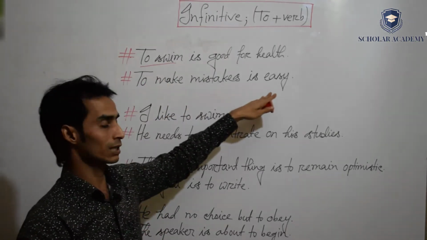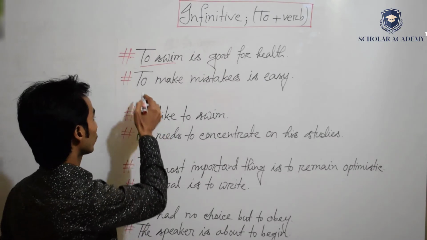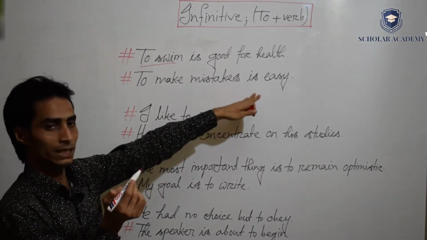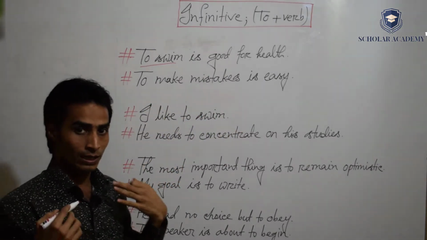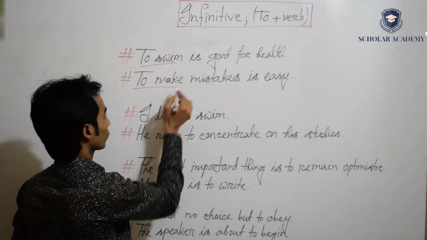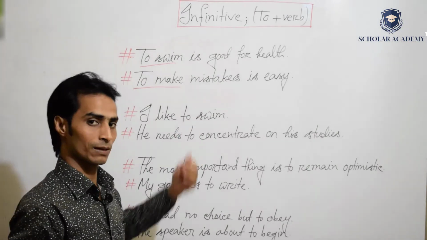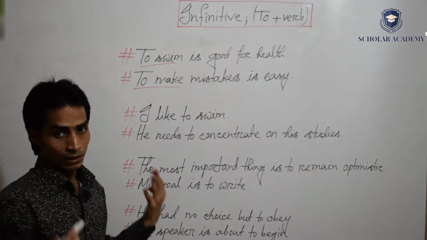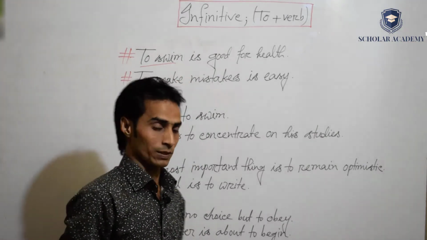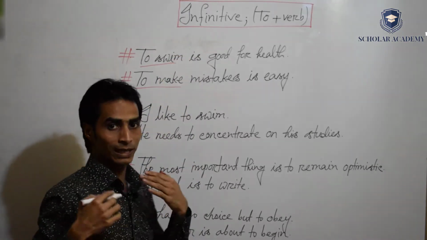To make mistakes is easy. So here, to make what is easy? The answer will be to make. So here to make is the subject, and mistakes is additional information about the subject. So we can say that infinitive can be used as a subject. That means infinitive can act as a subject.